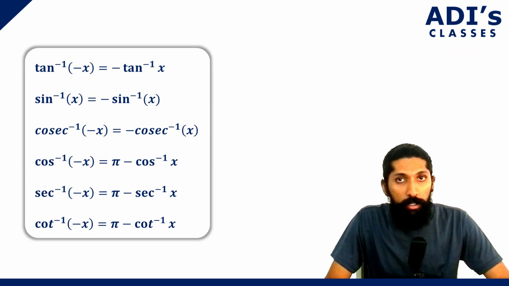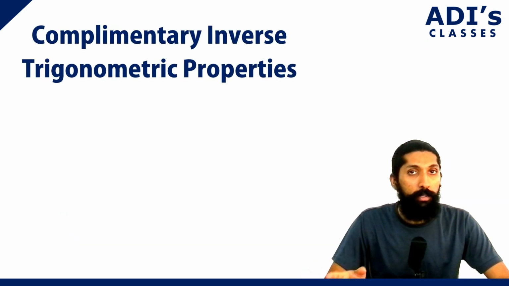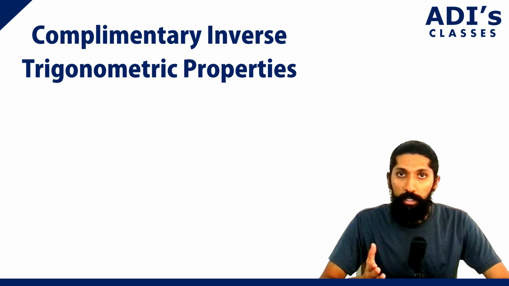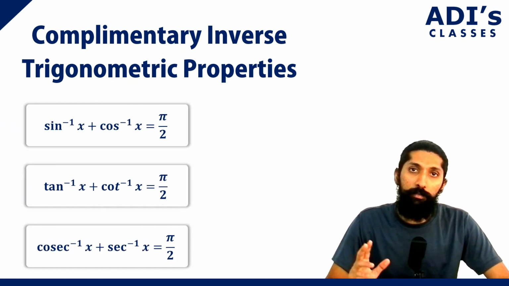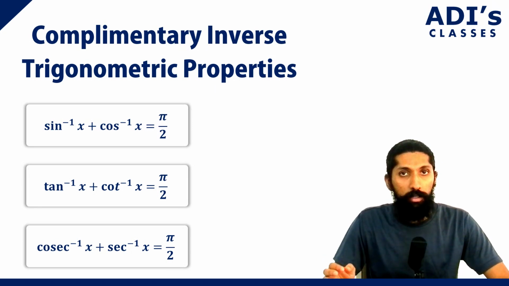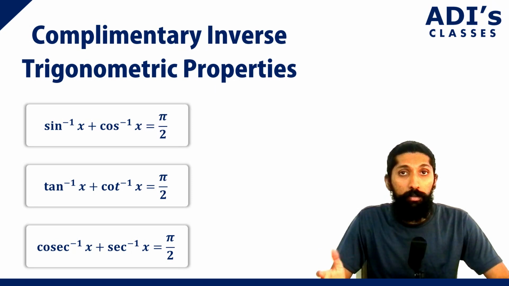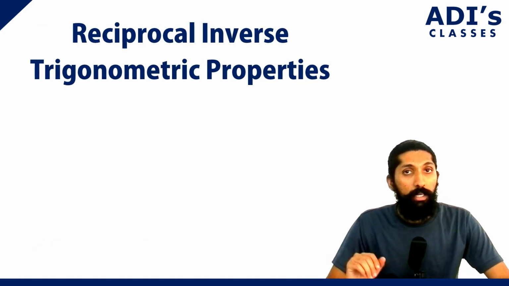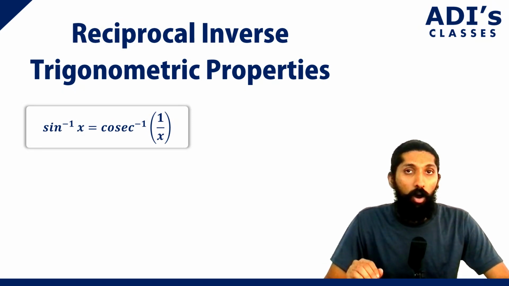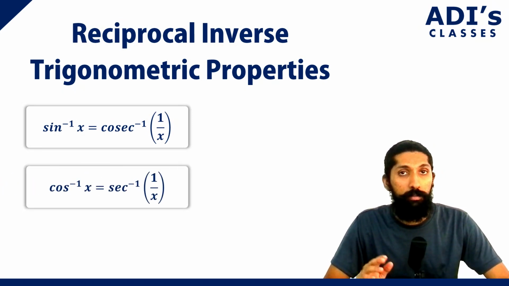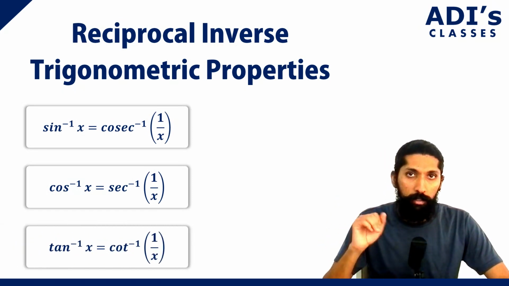Now, after that, what do we have? We started off with different properties, especially relating to the complementary angles, isn't it? Sine inverse of x plus cos inverse of x is pi by 2. Same thing goes with the rest of the complementary angles, tan and cot, secant and cosecant. Correct? Then after that, we discussed the reciprocal functions. Sine inverse of x is cosecant inverse of 1 by x, or secant inverse of x is cos inverse of 1 by x. The reciprocal functions also we discussed. This is one of the properties of the inverse trigonometric function.